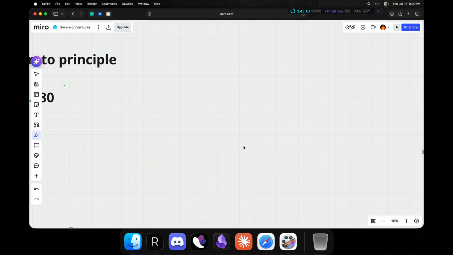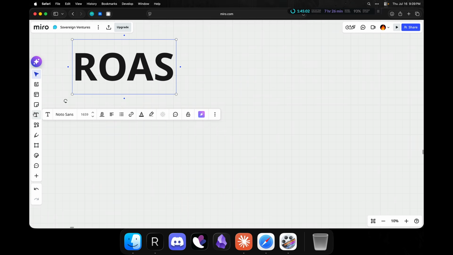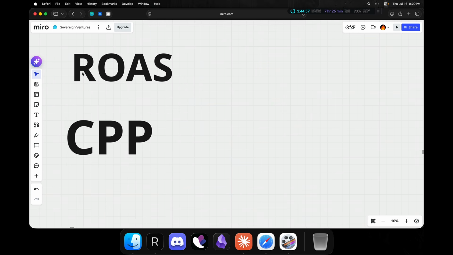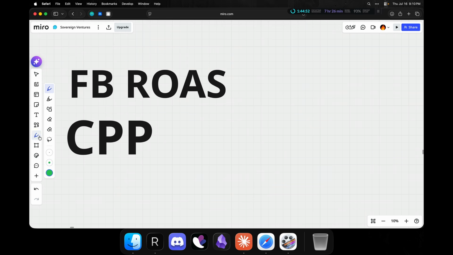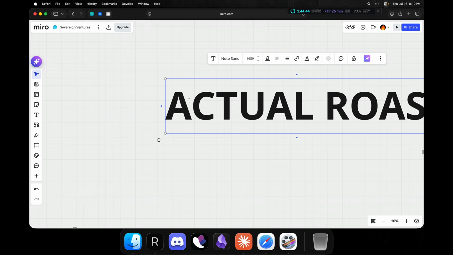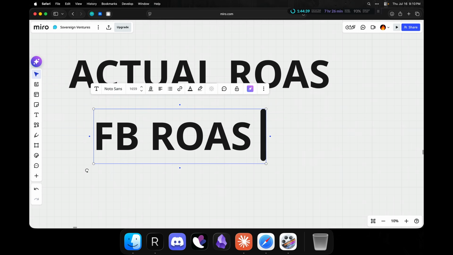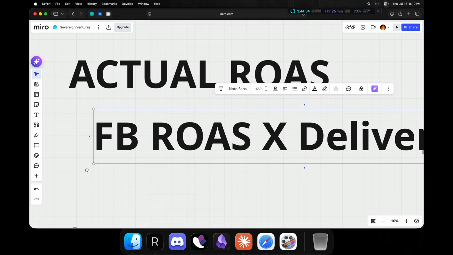And the most important thing is, don't get fixated with ROAS. This is the biggest mistake I have seen people make. ROAS and CPP. So I would like to correct here, I mean Facebook ROAS. All right, I feel like the biggest mistake people make in India is that they get fixated with the Facebook ROAS and the Facebook CPP. They don't matter. Okay. What matters is the actual ROAS. Now, what is the actual ROAS? Your actual ROAS is your Facebook ROAS multiplied by delivery rate. Okay.